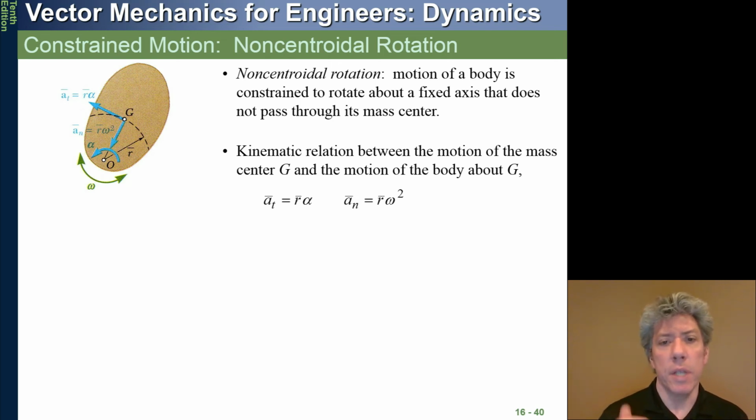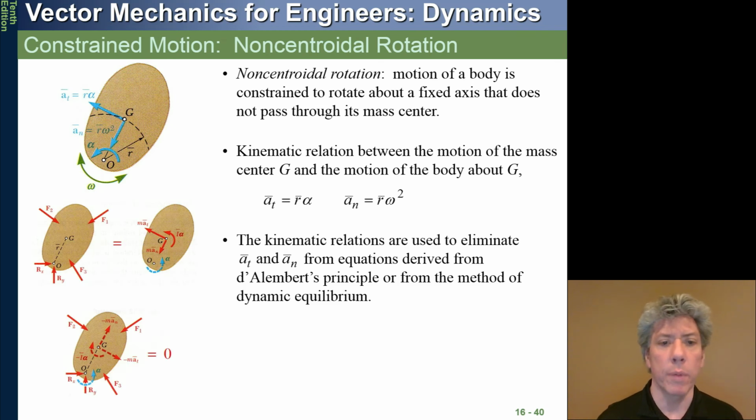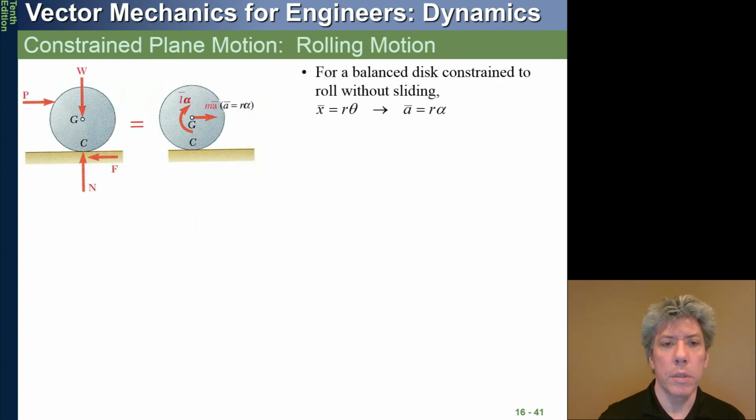But anyway, the tangential acceleration magnitude is simply equal to the vector r, which goes from O to G, times the angular acceleration of the body, while the normal acceleration is equal to r times the angular speed of the body squared. And we've discovered that before. So what we're going to do is use kinematic relationships to eliminate the tangential and normal acceleration from the equations that we write in order to pretend that these things are in dynamic equilibrium.